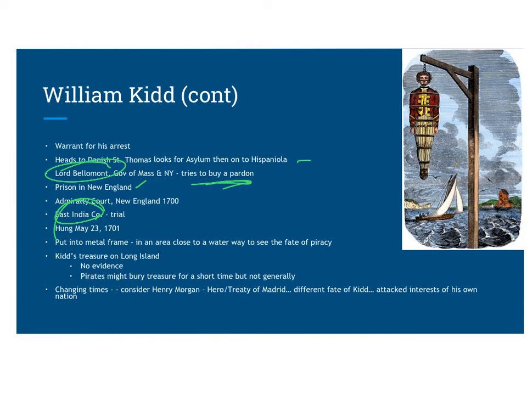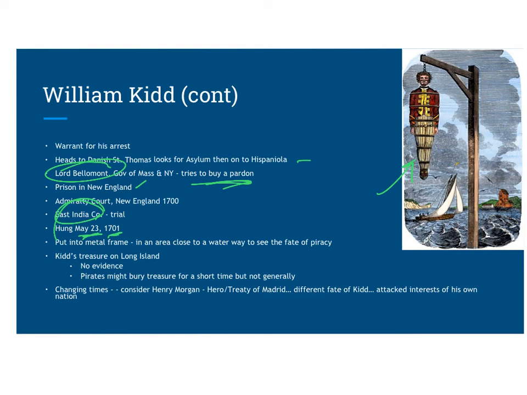Now, Kidd's letters of marque aren't going to be easily found in the archives. When you watch the video, you'll see all this. But on May 23rd, he will be sentenced to death for piracy. And there's a lot of circumstantial evidence that puts Kidd in this situation, which is why the video you're going to watch talks about the Captain Kidd conspiracy. Now, he will be hung May 23rd, 1701. His body will be put in a metal frame, as it says right there, in an area close to a waterway, so that people can see the fate of pirates.